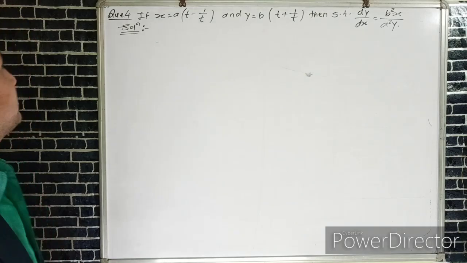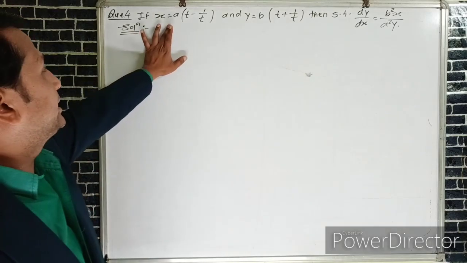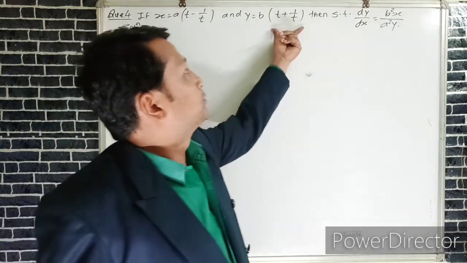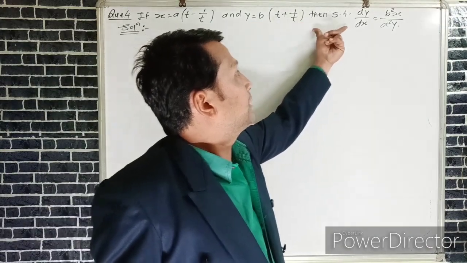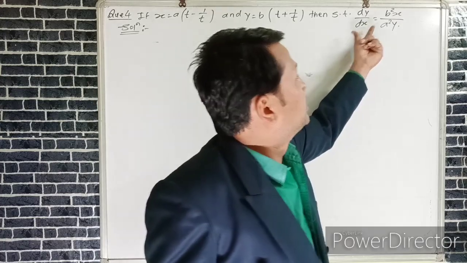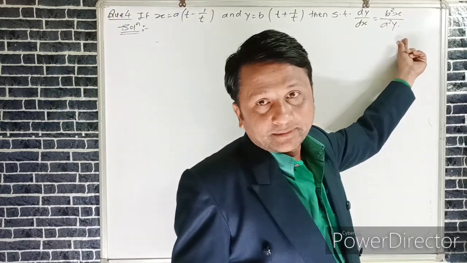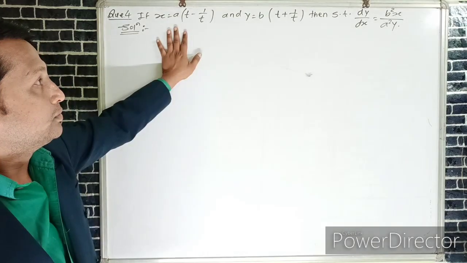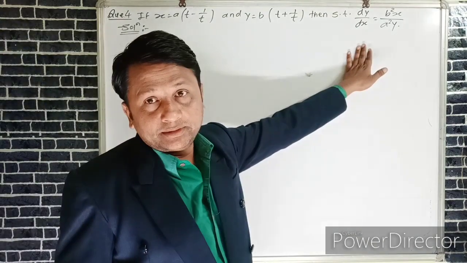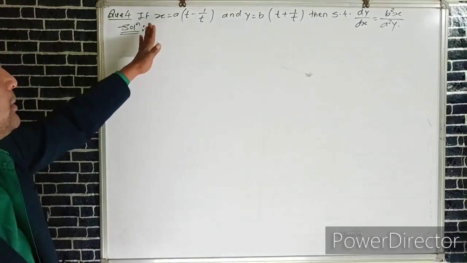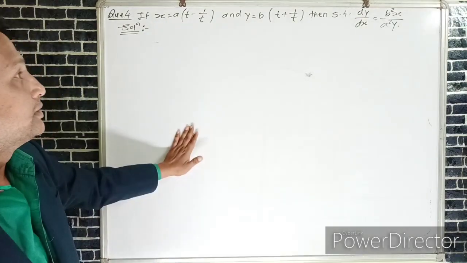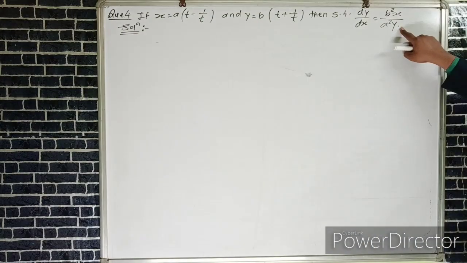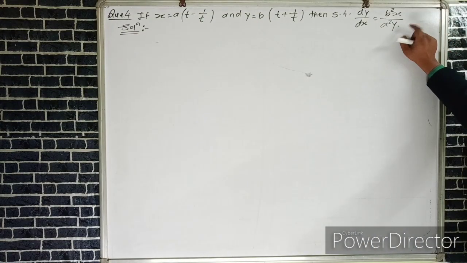Here the question number 4 is x equals a in bracket t minus 1 by t and y equals b in bracket t plus 1 by t. Then show that dy by dx equals b square x upon a square y. The function is in the form of parametric functions. We have to find dy by dx. By using the definition of parametric function, if we solve this, then we can get the proof, which is b square x upon a square y.